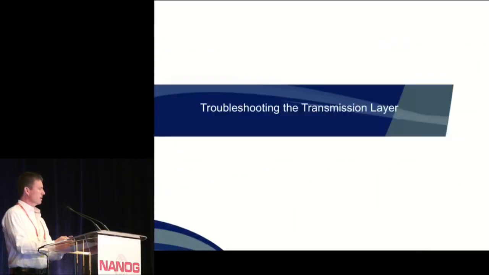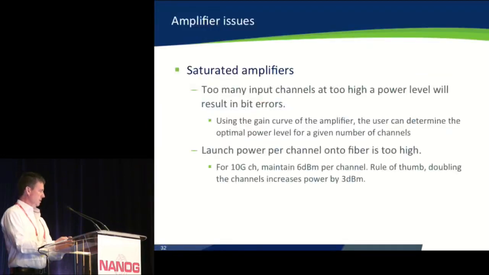So now we'll get into a little bit of the troubleshooting on the transmission layer. One of the first problems that we see quite a bit is an issue of a saturated amplifier. This is when you drive the input to the amplifier with too high a power level.